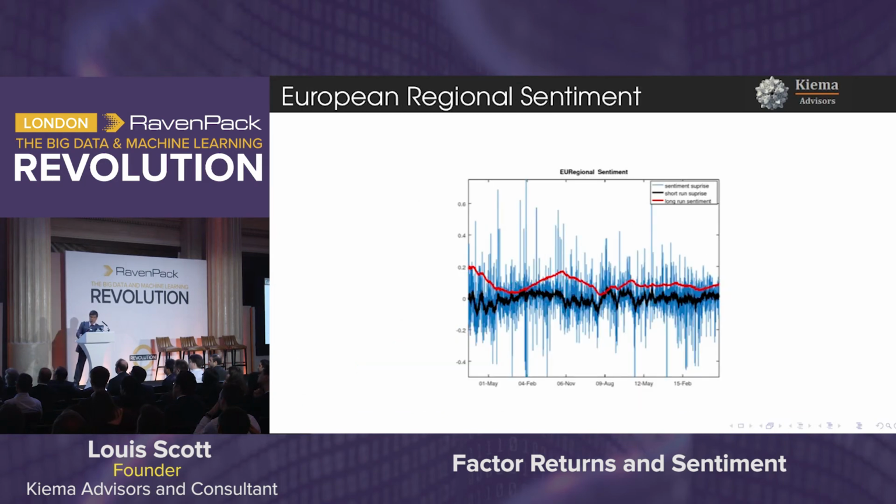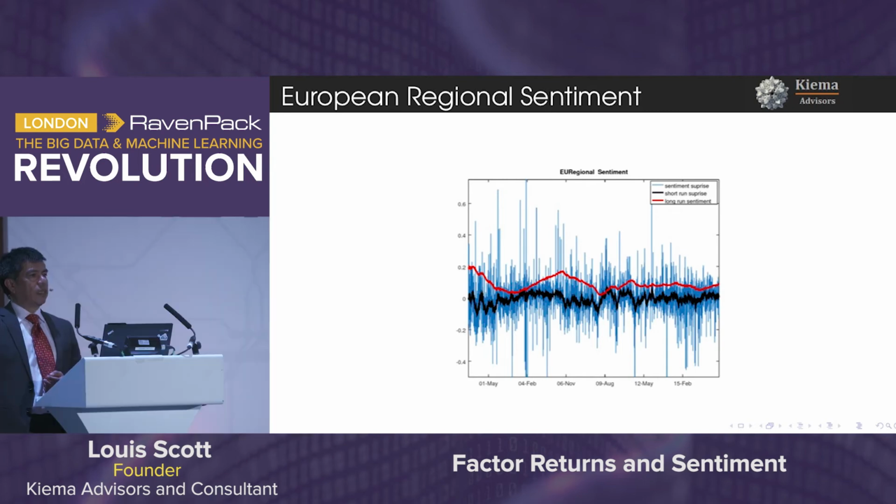Right? So eventually, we aggregate it at the country level. We take the country data and then aggregate it into regions. We used Europe, Asia, North America. And what I'm showing you here is a decomposition of the time series of positive minus negative divided by positive plus negative sentiment.